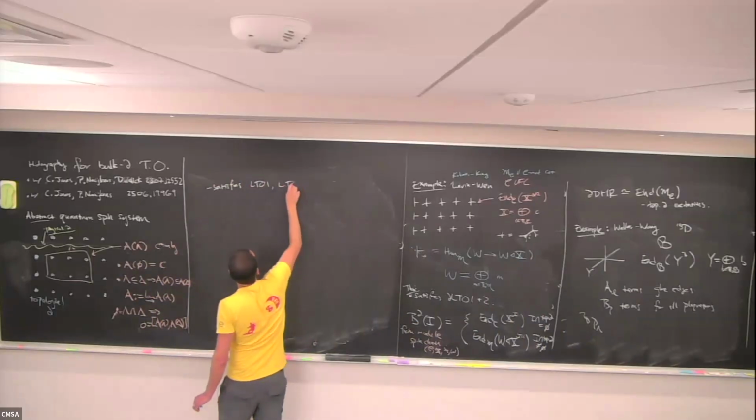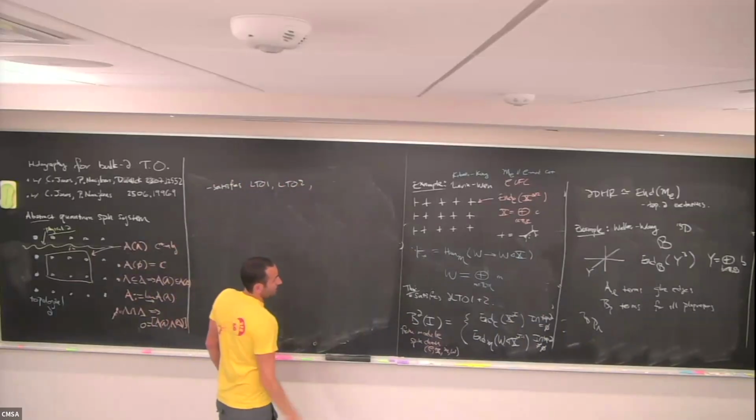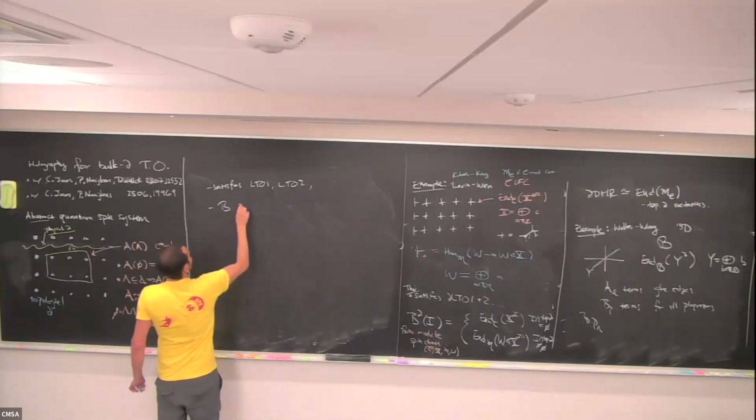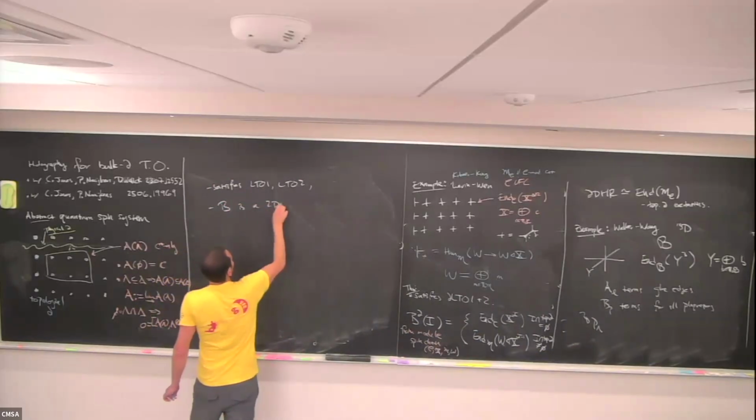So this is going to satisfy LTO1, LTO2. Great. The boundary algebra now is actually quite interesting. B is a two-dimensional net of algebras.